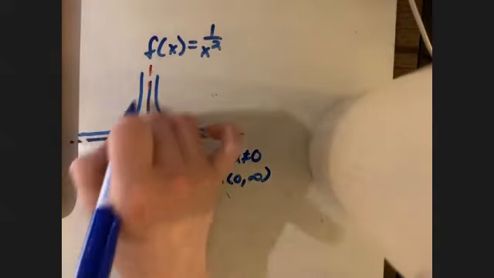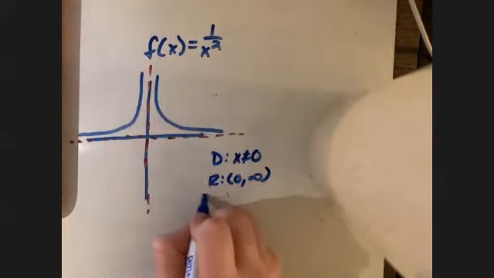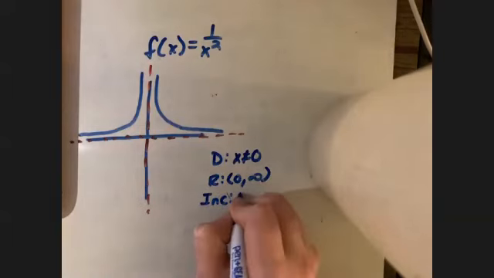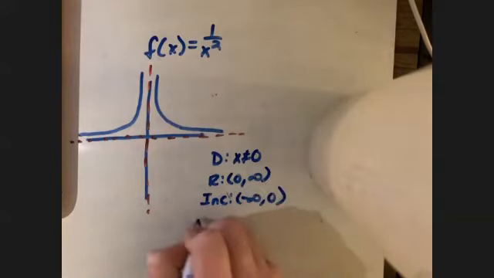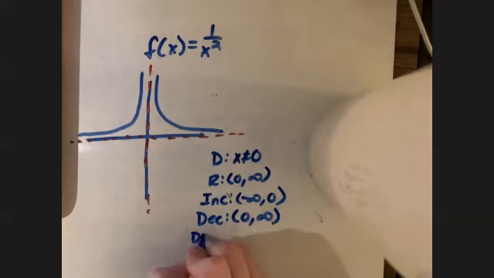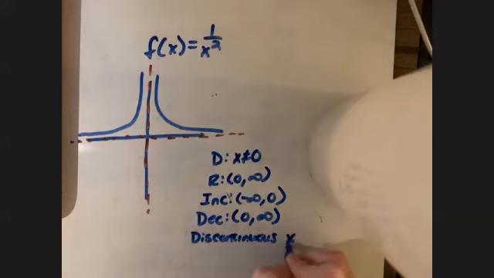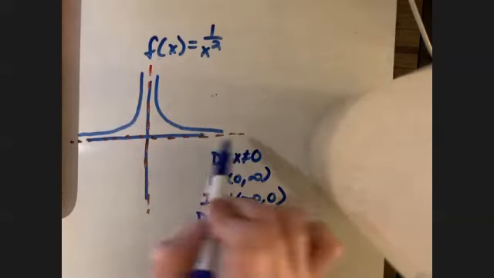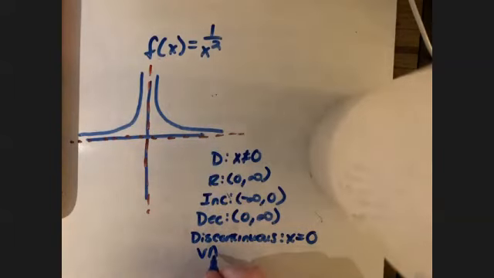This one, we do have this side is increasing, but the other side is decreasing. So we have an increasing side from negative infinity to 0. We have a decreasing side from 0 to infinity. Okay. We still have a discontinuity at x equals 0. Okay. And we still have a vertical asymptote and a horizontal asymptote. Okay. Vertical asymptote is going to be at x equals 0. Horizontal asymptote is going to be at y equals 0.